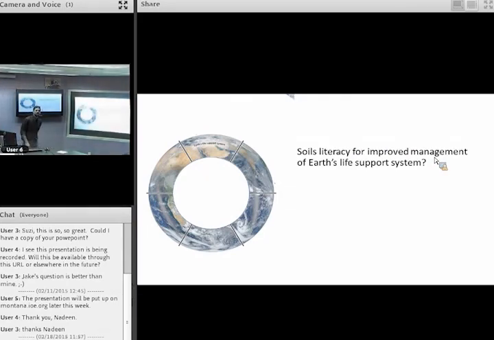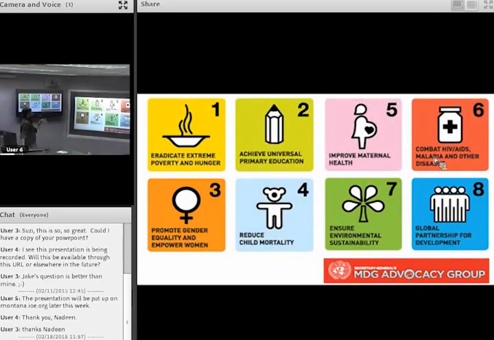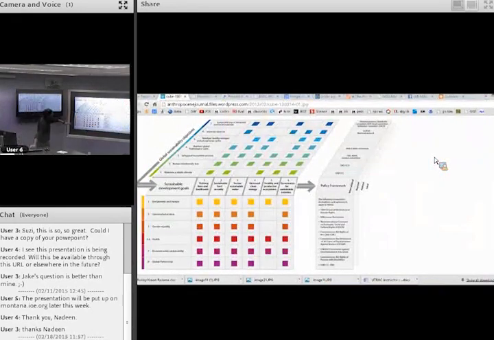So I have this crazy notion that if we could build soils literacy, maybe we might improve the way that we manage what is depicted here. This is work by Griggs et al., the Earth's life support system. Crazy notion, probably. You are probably all familiar with the Millennium Development Goals. I was not aware until I did a similar talk in Peru that these have actually expired, or they're expiring this year. And so they're being replaced by Sustainable Development Goals. So we went from MDG to SDG. Lots of stuff in there, and I know you can't read it, Eric, but that's okay.